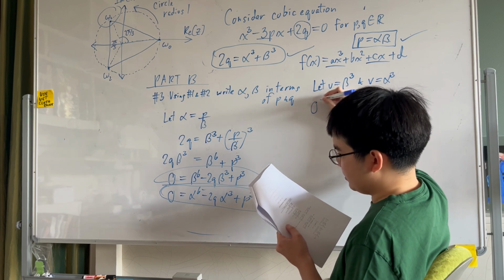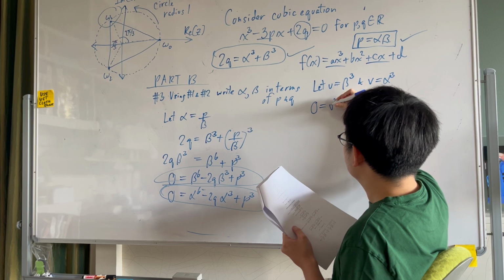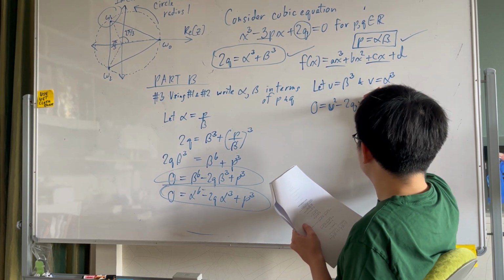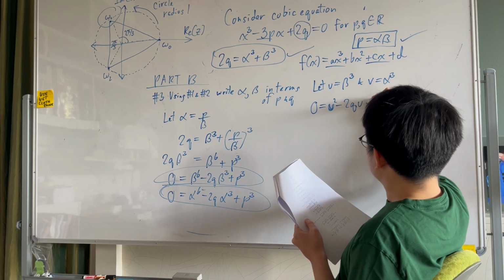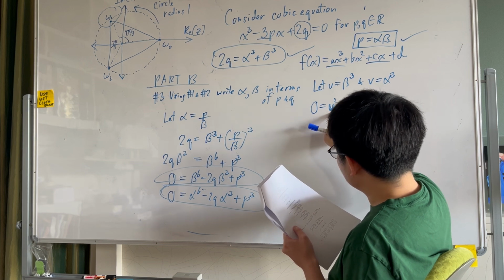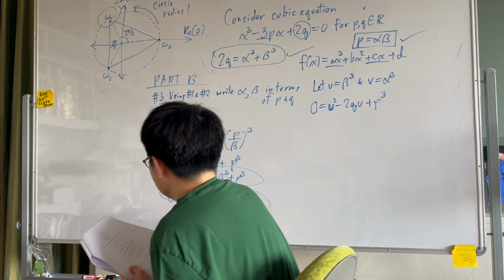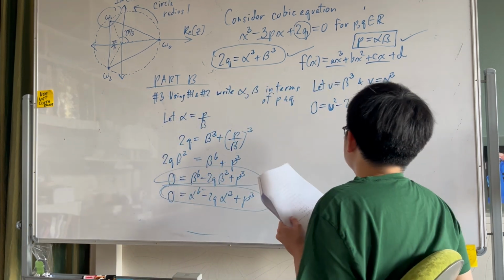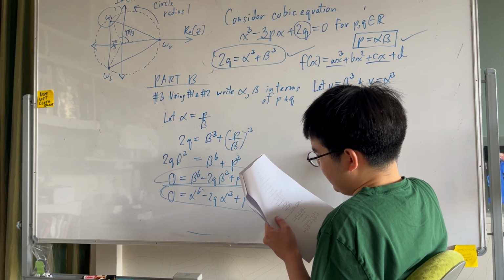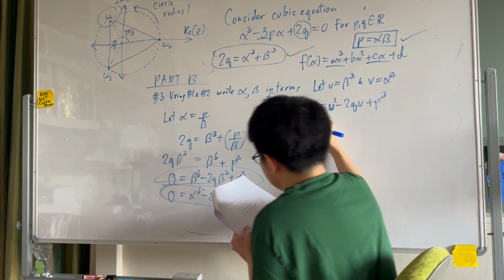Transforms into 0 equals u squared minus 2q. Ooh, my u's look like v's here. 2qu plus p cubed. That's your quadratic. It's not a function, but it's like a quadratic parametric curve for u, a relation. And I guess you treat q as a constant. Then you go and just finally do quadratic formula for that.